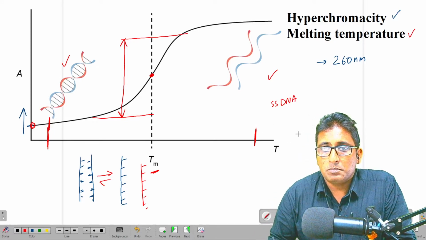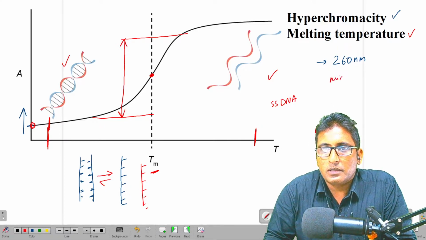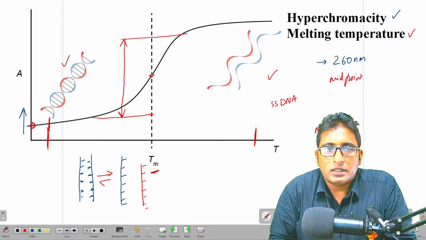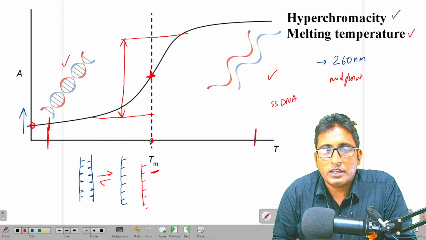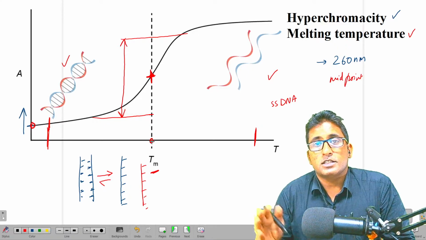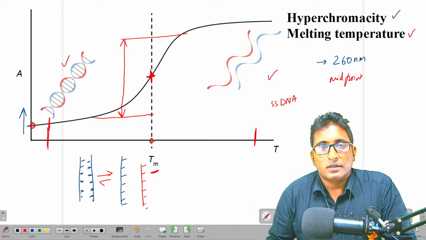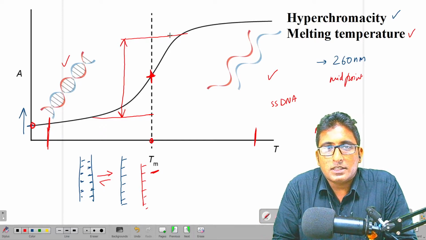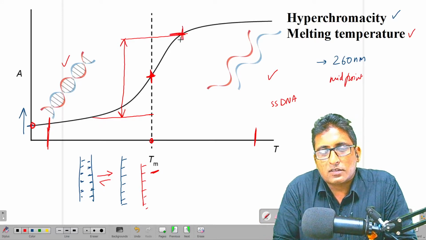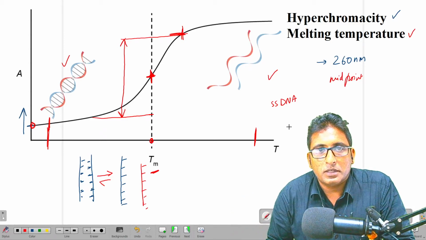It is actually the midpoint. We take this as the melting temperature, at which half of the DNA that we have taken is in single-stranded form and the other half is double-stranded. We could have taken this, but there is no exact point where we can determine it because of the limitations of the equipment that we use.